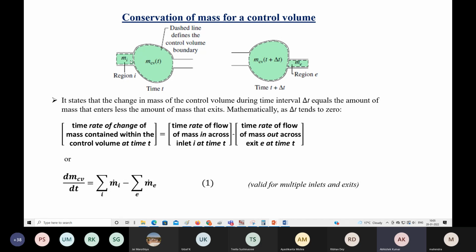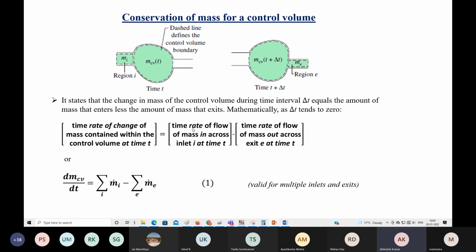This mass is entering over here. This is the control volume. Then it is leaving over here. Here we are not talking at present about whether it is steady state or transient state. We are just understanding step by step. Whatever mass is stored within the control volume is the net rate of inlet minus the net rate of outlet.